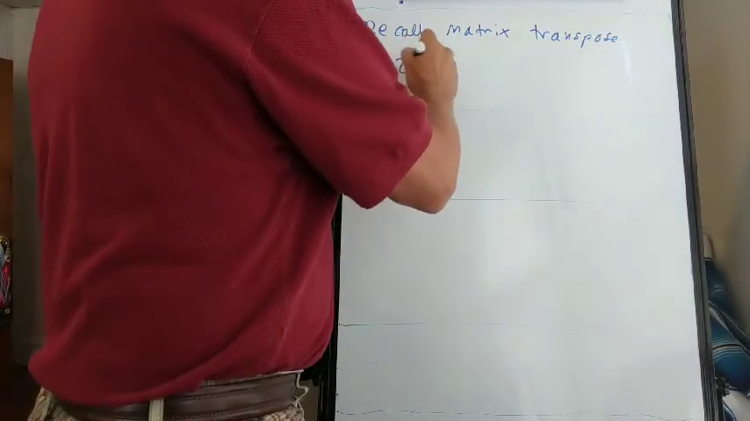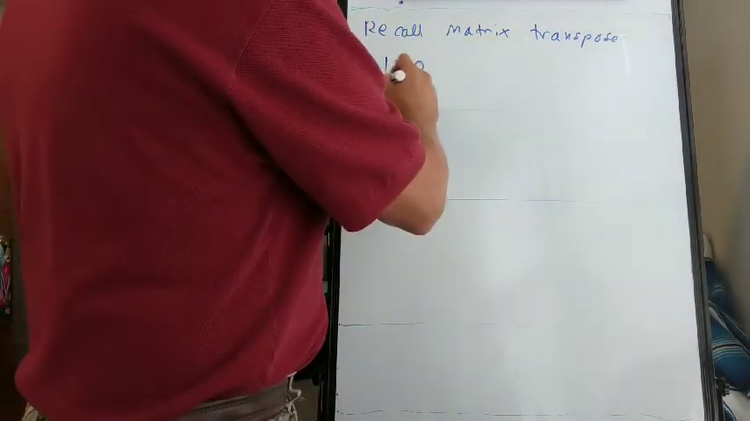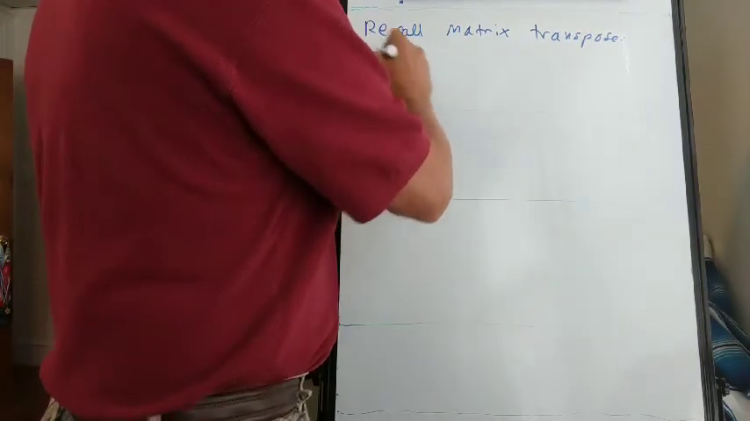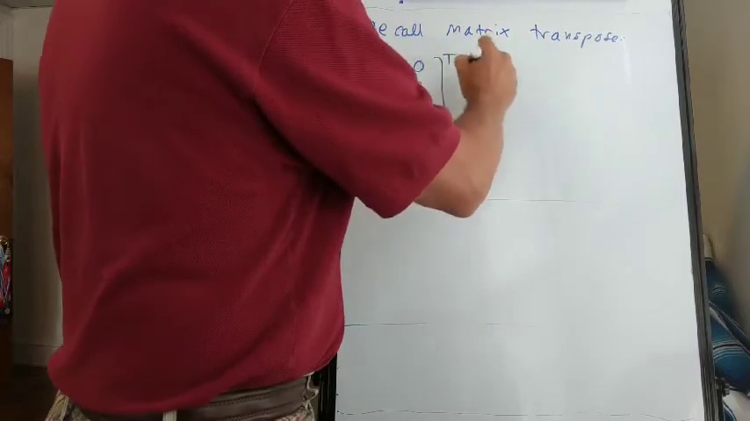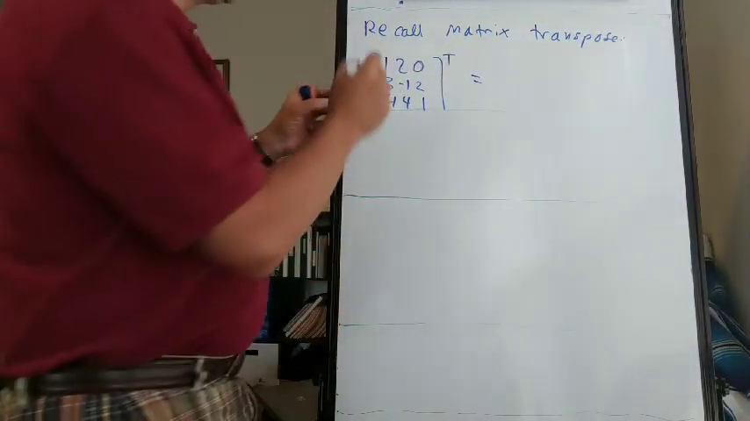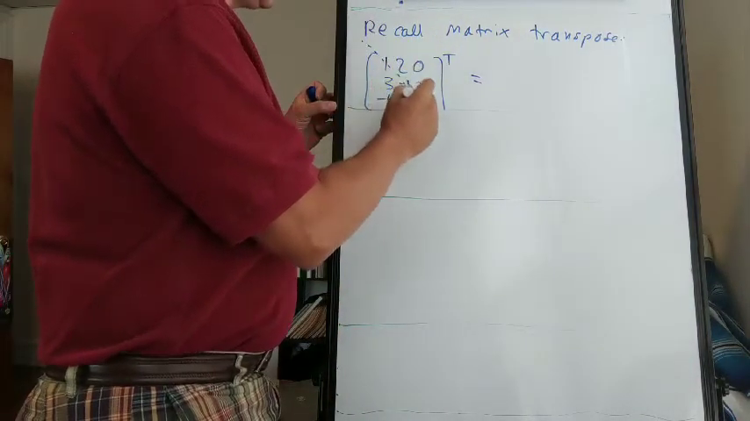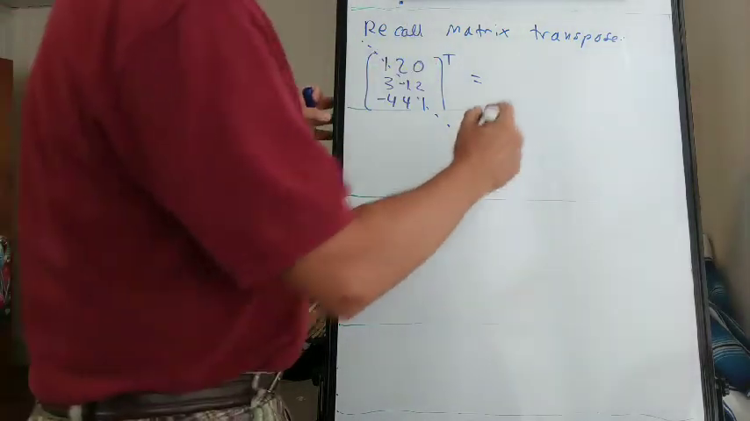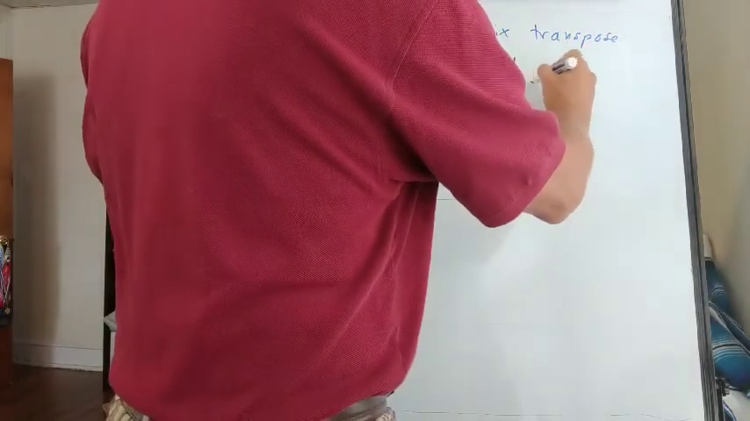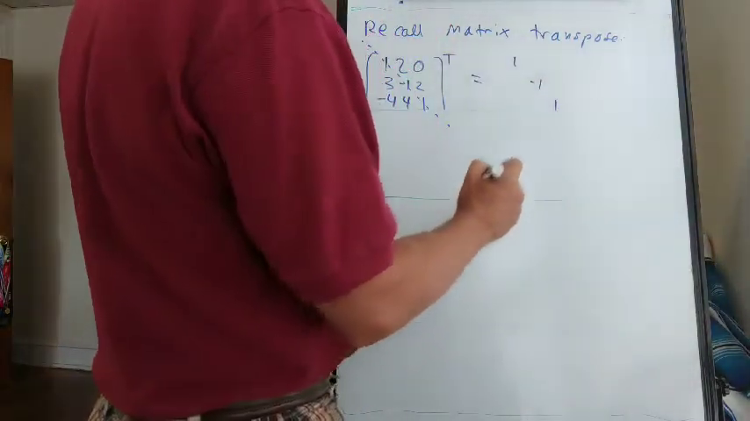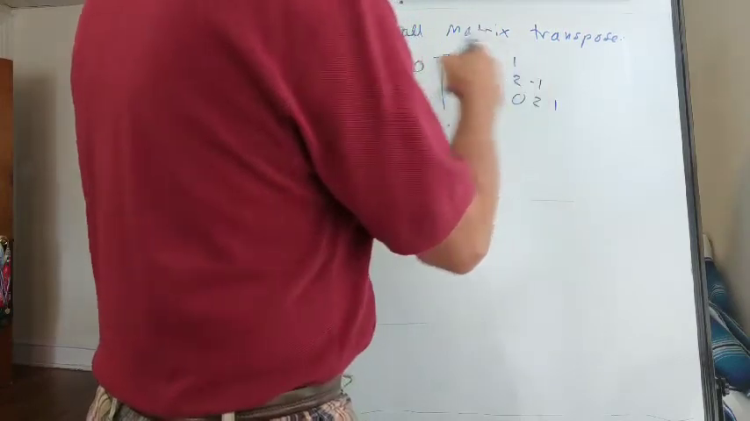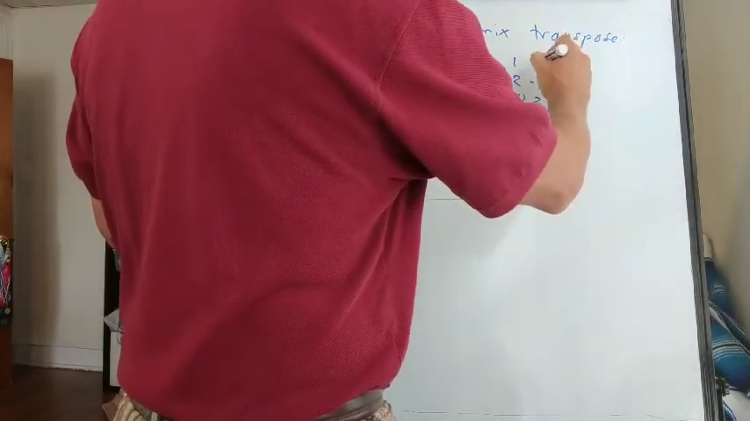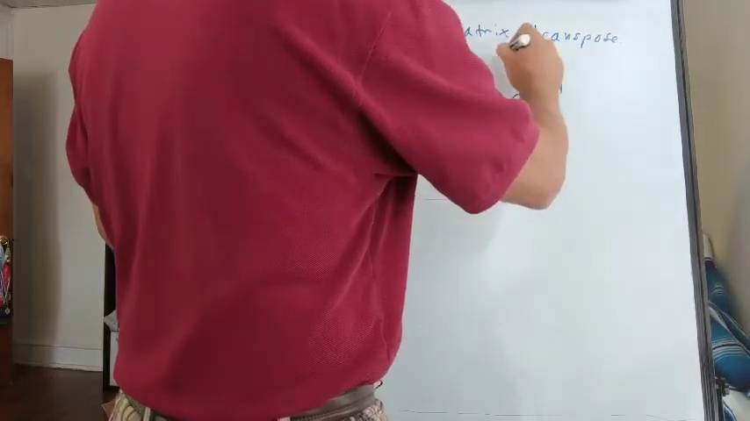We have a matrix, say 1, 2, 0, 3, negative 1, 2, negative 4, 4, 1. And take the transpose of that. We sort of draw a dotted line down the diagonal and flip the matrix on the dotted line. So 1, negative 1, 1 stay in the same place. These 2's and the 0 go below the diagonal, and the 3 and the 4 go above the diagonal.